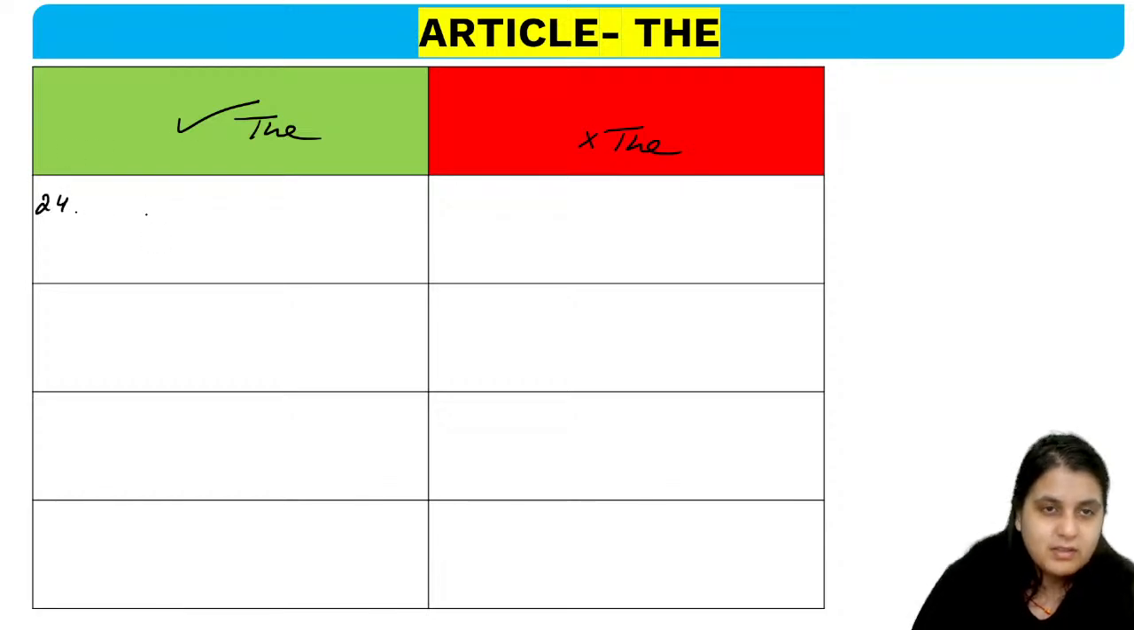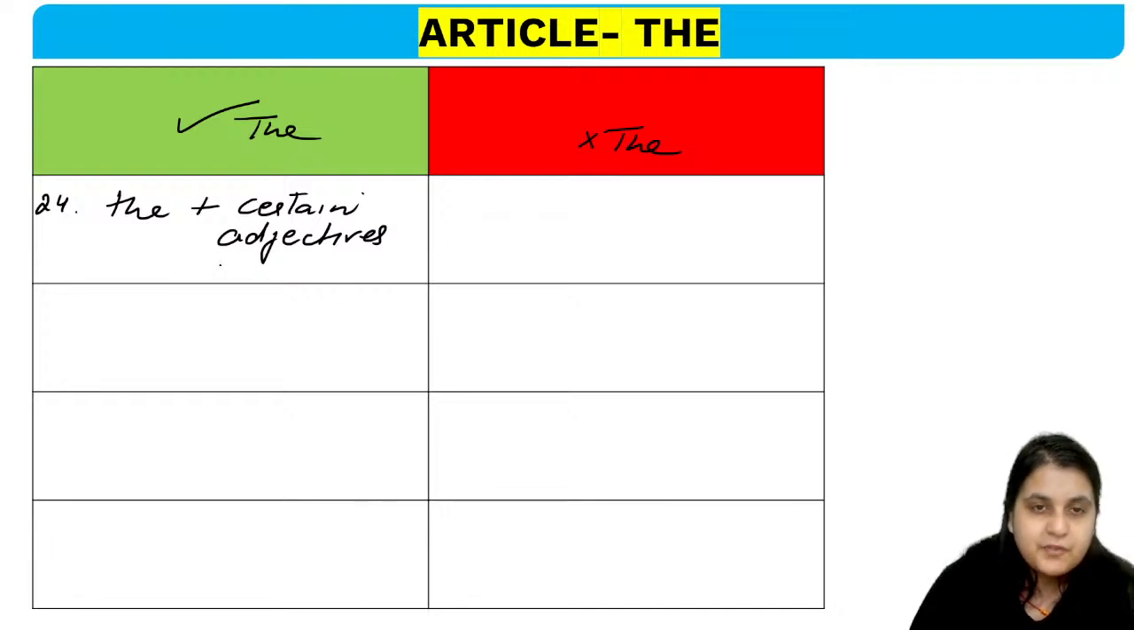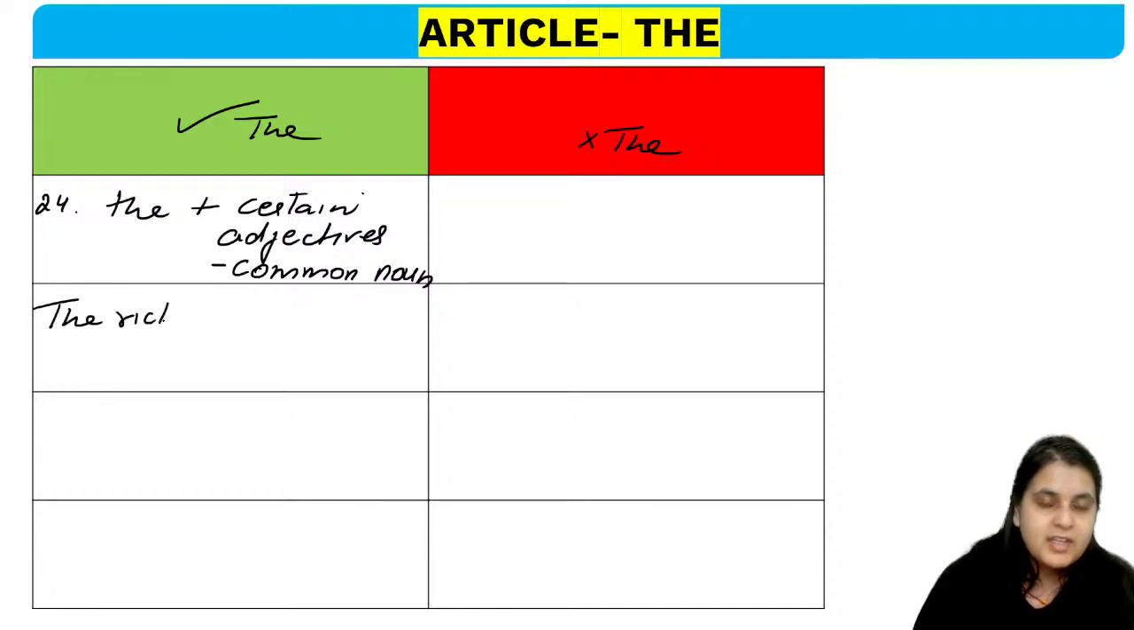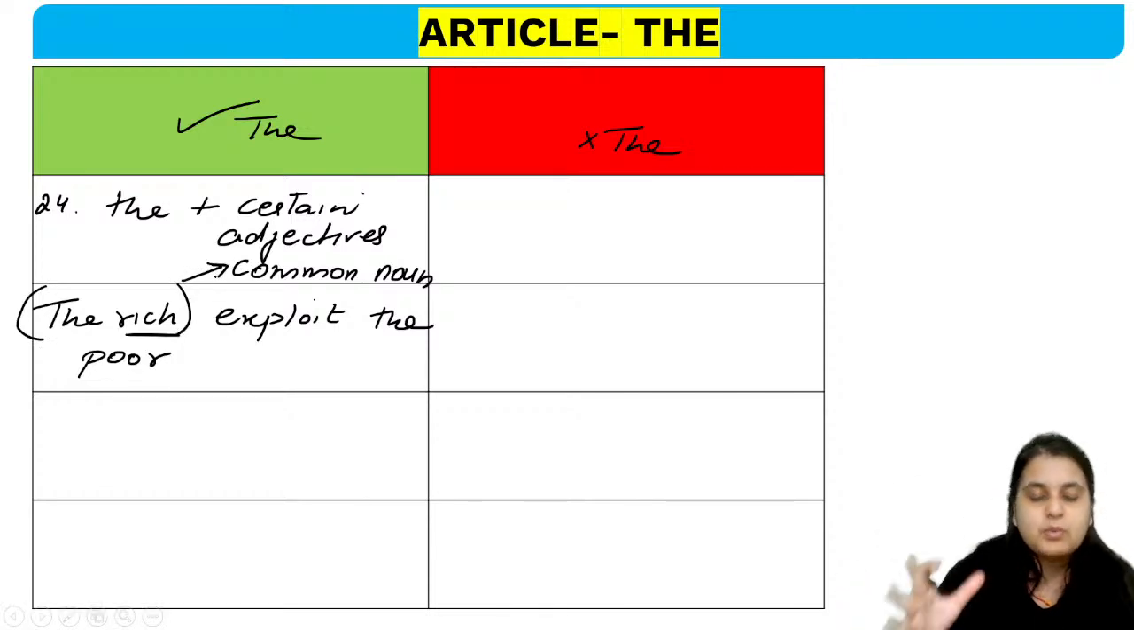Fourth one. We use the before certain adjectives. Certain adjectives. When you're using these adjectives to refer to a common noun. Okay, we are using these adjectives as a common noun. For example, the rich exploit the poor. In this case, actually rich एक adjective है, but when we add the before it, the rich basically becomes a common noun. It refers to all the people who are rich. It refers to a certain section or class of people.